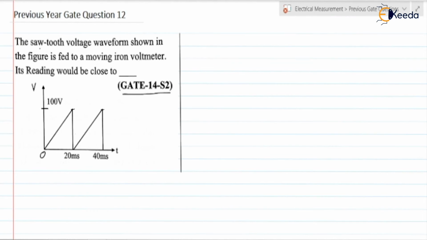Let us read the question. The sawtooth voltage waveform shown in the figure is fed to a moving iron voltmeter. So here we have the MI instrument. Its reading would be close to, and this is the voltage waveform they have given. As we know, a moving iron instrument reads only the RMS value, root mean square value. So the reading of the MI voltmeter is nothing but the RMS value of this waveform.